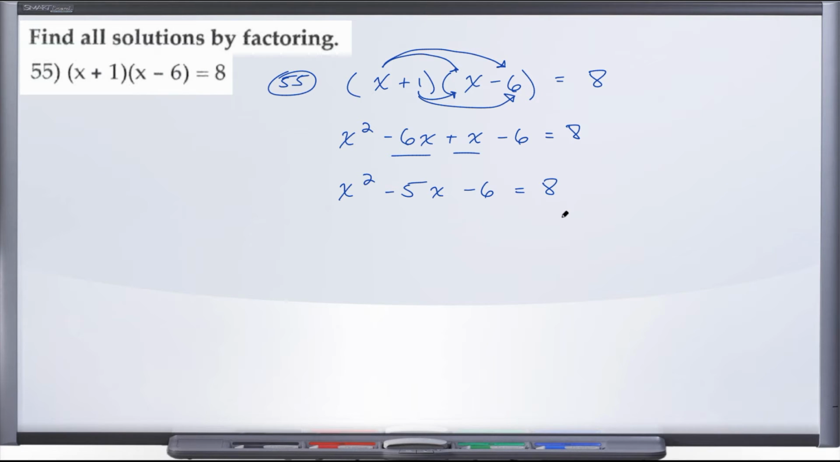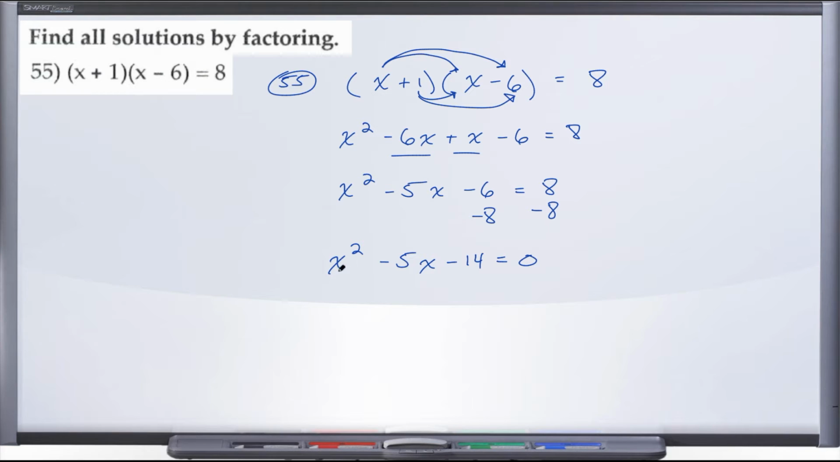Now that we've simplified and combined like terms on our left side, we can go ahead and move this 8 over. And so now we'll have x squared minus 5x, negative 6 minus 8 is negative 14, and now equals 0. All right, so we have ourselves a trinomial here on the left, set equal to 0. So let's go through those questions.